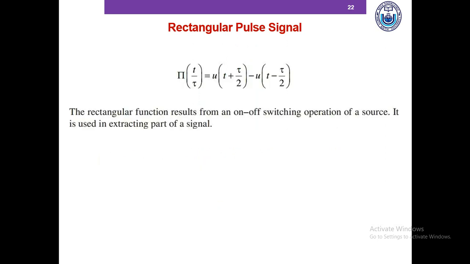Okay, so hopefully you've been able to do this. That's how you generate a rectangular pulse function using unit step functions. The rectangular pulse function results from the operation of a switch, and it is used for extracting part of a signal, just like the unit step function.